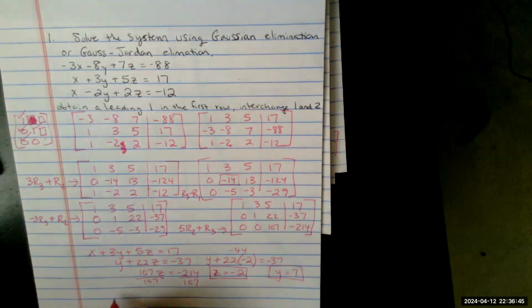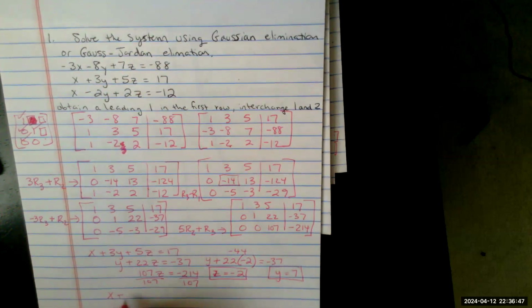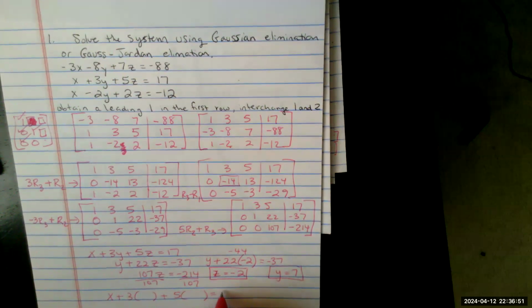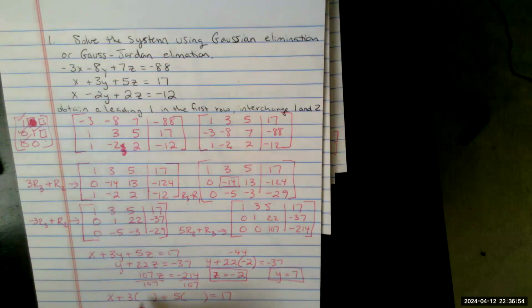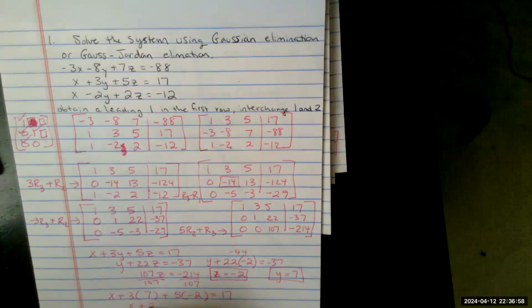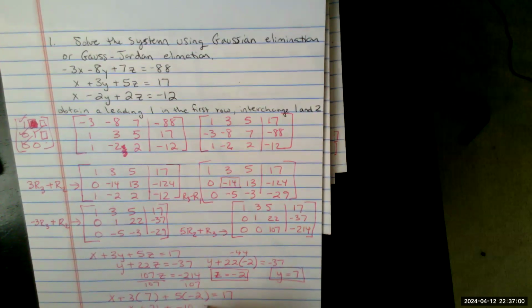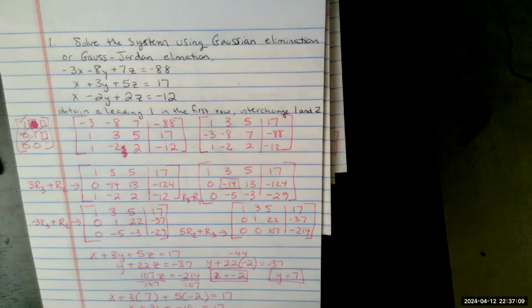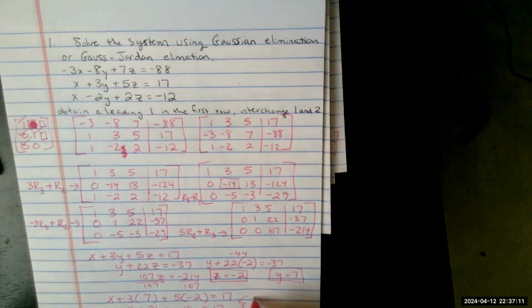And finally, I'm going to go up to the top. We don't know X. 3Y plus 5Z. We know both of those, so I'm going to plug them in. Y is 7. Z is -2. X plus 21 plus -10 equals 17. X plus 11 equals 17. Subtract the 11, and we get 6. If they want you to write it all together, go in order, X, Y, Z.